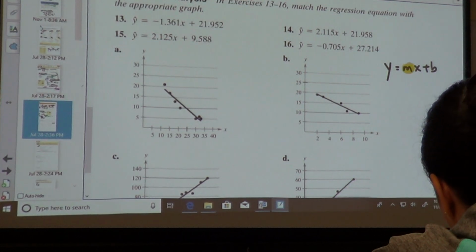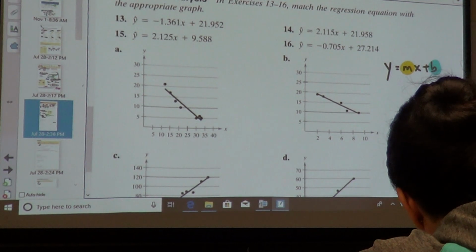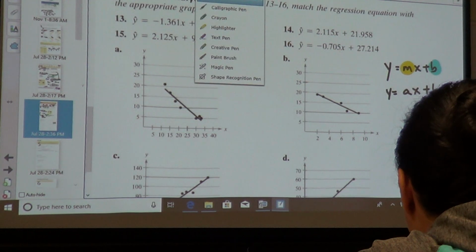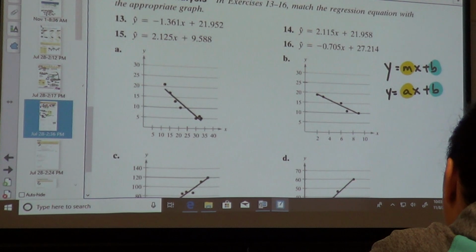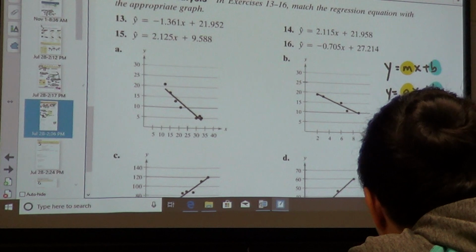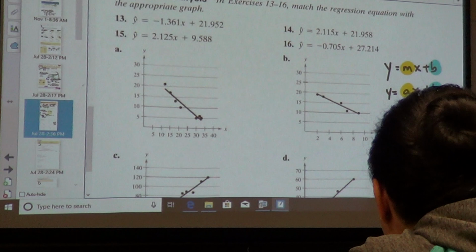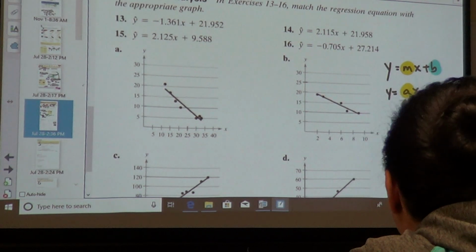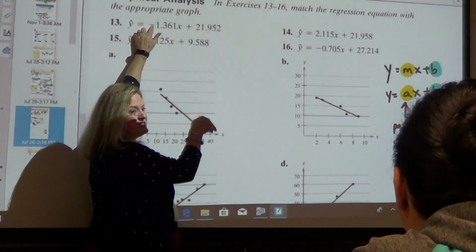You have two things that we filled up in there. They called it y equals ax plus b. In algebra, you call it m and b. In the calculator, they call it a and b. This number, if it is positive, that tells me it goes uphill. If it is negative, that tells me it goes downhill. So that first number can tell me that this is a line that goes downhill.